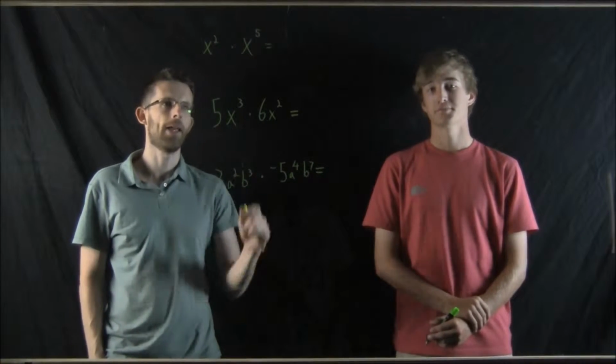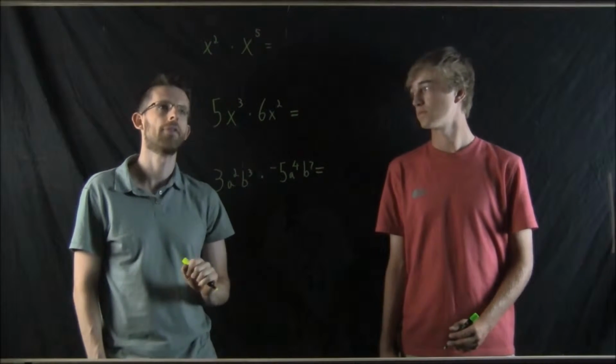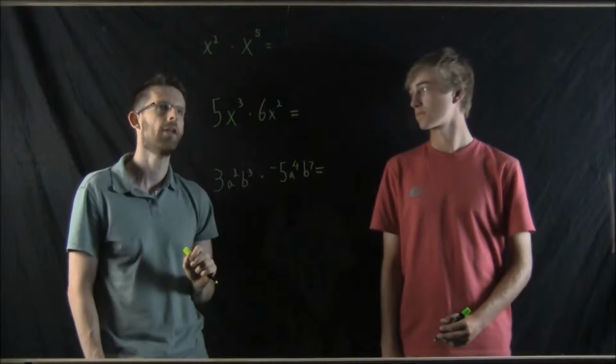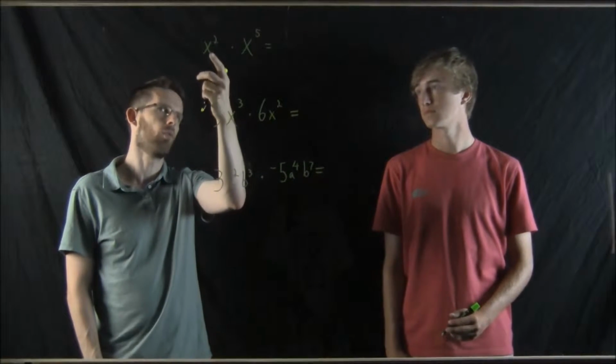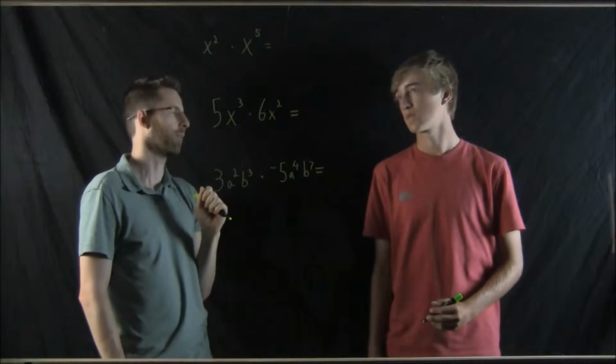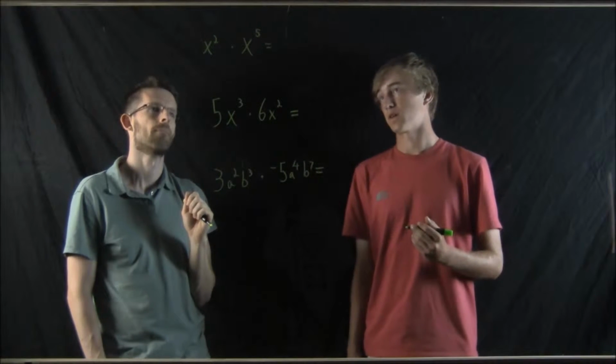Elliot Gardner. And in this video, we're going to be talking about multiplying exponents. So in our first problem, we have x squared times x to the fifth. Now, what's the general rule when I'm multiplying two exponents like that? Well, when you're multiplying exponents, you want to add the two exponents.